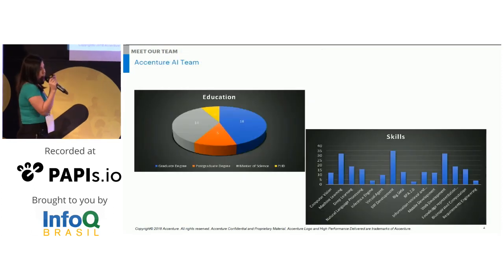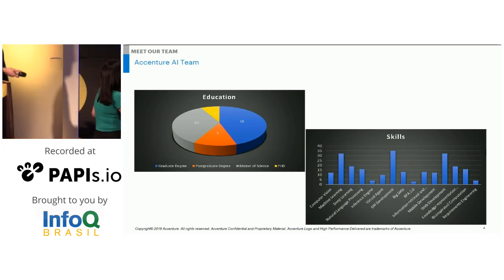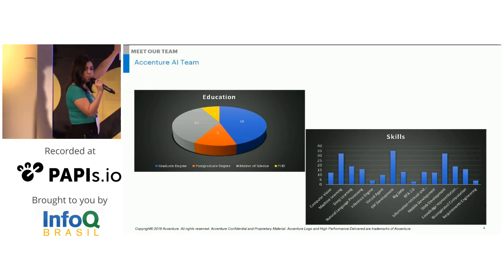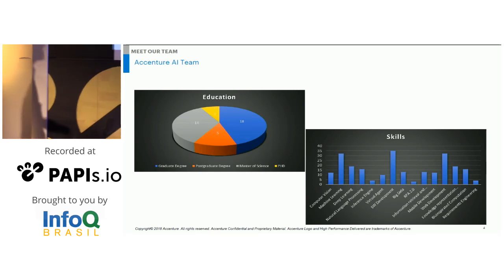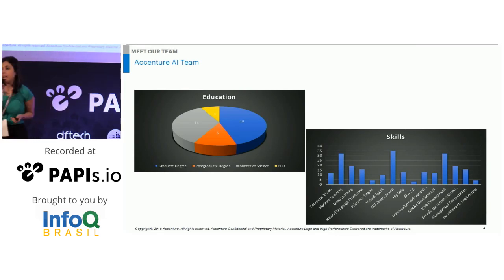So this is a bit of our team. By the way, it's an exciting and amazing team. So it's a number of people according to the education of our team. The artificial intelligence team, by the way, the number of people with graduate degree, Masters of Science, PhD, and so on. So we can see here that we have some kinds of skills. We have people working towards computer vision, machine learning, deep learning, natural language processing, inference engine, virtual agent, and so on.